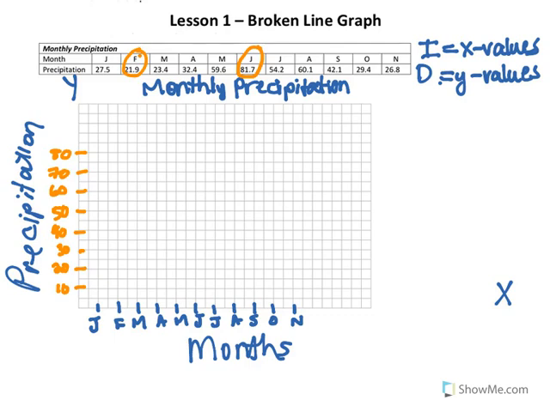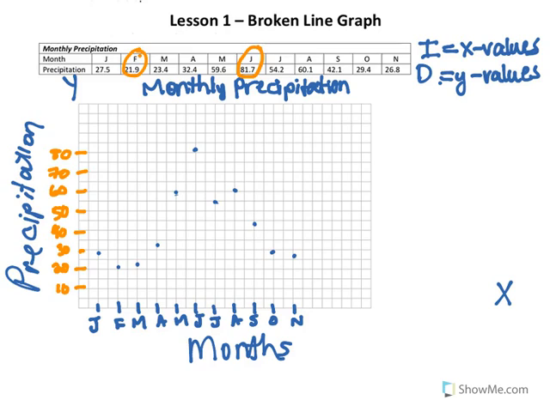Okay, so a broken line graph is literally what it sounds like. It's a series of small lines. So what you do is you plot your points and then you connect them. January is 27.5, so almost at 30, so I'm going to plot a point. I want you to pause the video and go and plot all the rest of the points. When you're done, it should look something like this.